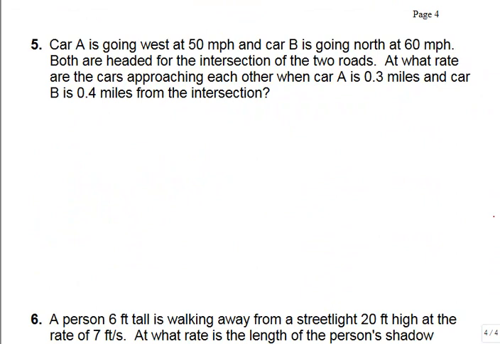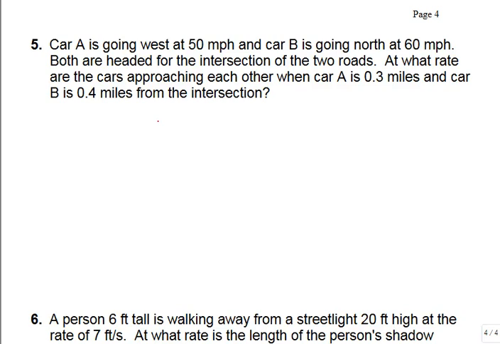All right. The last two problems, again, these are all the most common types of related rates problems that you will always see. All right? So the next one is the car problem. Here we have car A going west at 50 miles per hour, and car B is going north at 60 miles per hour. Both are headed for the intersection of the two roads.